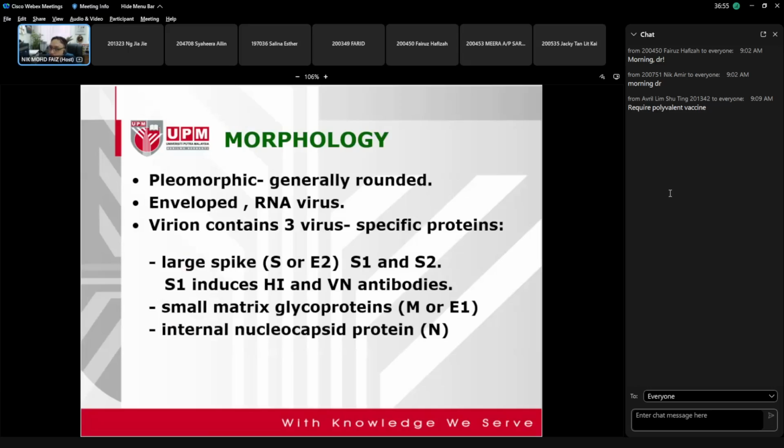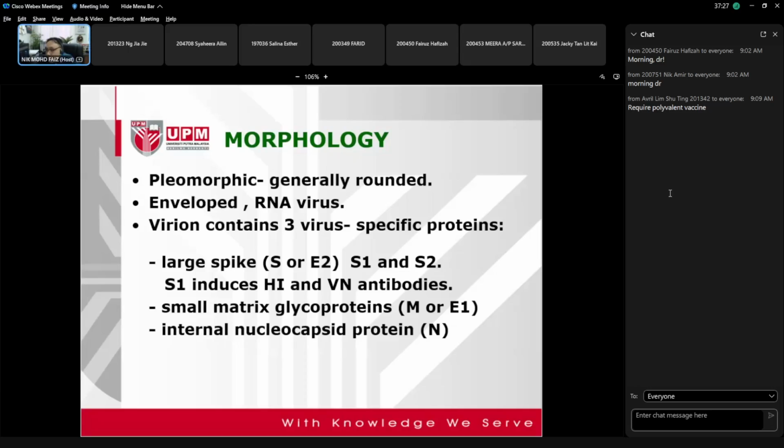The morphology of this virus is pleomorphic, okay, but usually you will see rounded particles under the electron microscope. It's an enveloped RNA virus, like COVID as well. It's an enveloped virus, so it's quite easy to destroy. Using detergent is enough because you just need to destroy the lipid envelope around it, and then the virus is gone. Okay.